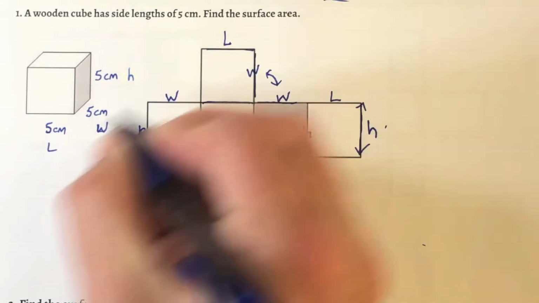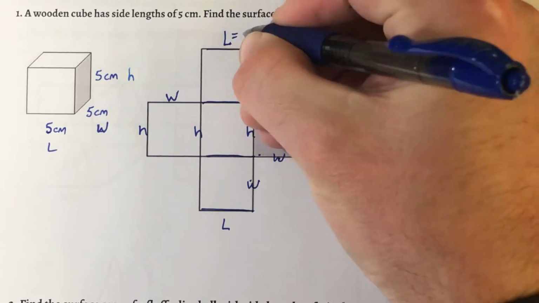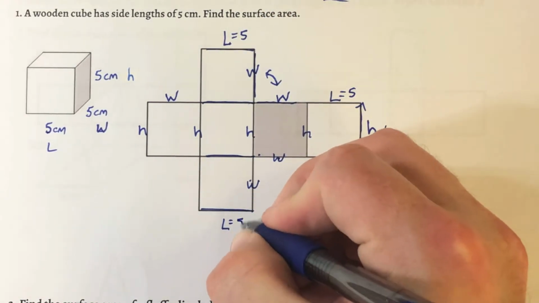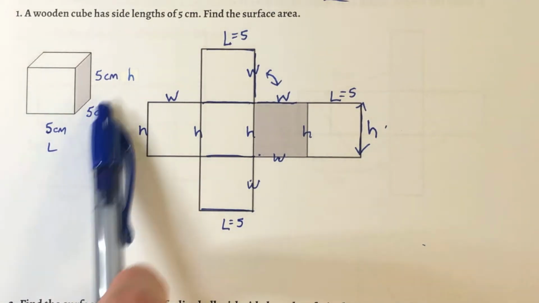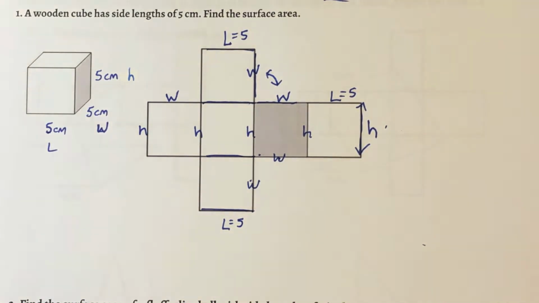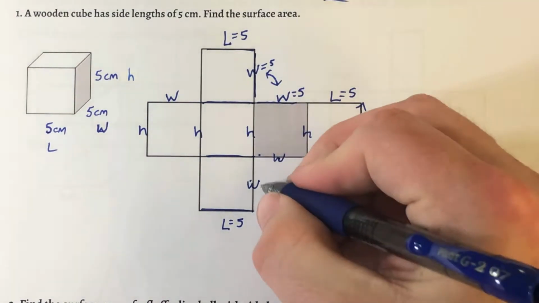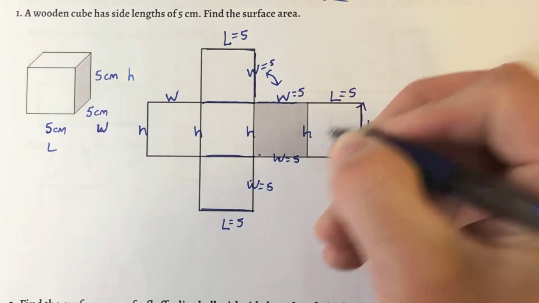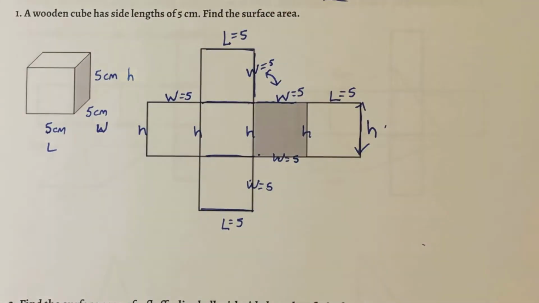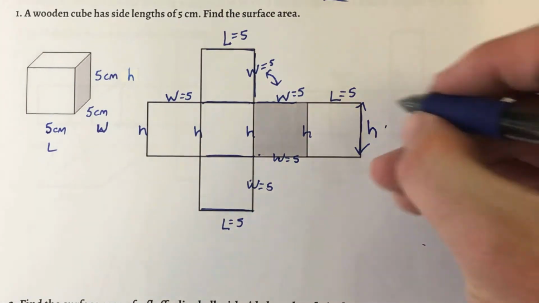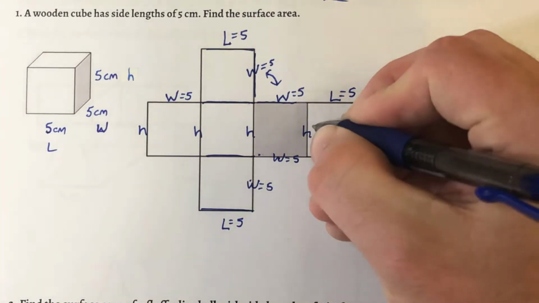Okay, so my lengths are all going to be 5. So I'm going to replace all my L's with 5s. Next, my width of this object is 5 as well. So I'm going to replace all my W's with 5. And last, the height of my object, or cube, is also 5. So I'm going to replace all the heights with 5.